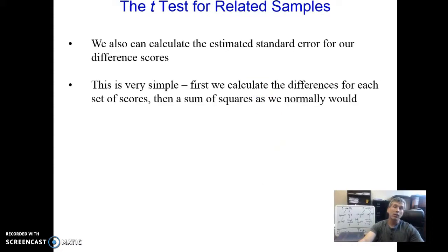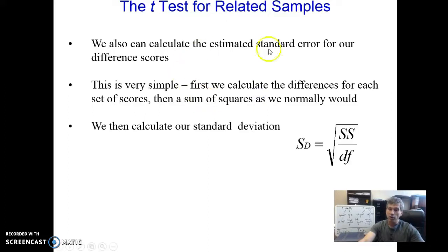So again, we are going to take those difference scores and calculate a variance. We're going to change that into a standard error just as we normally would. Again, the first thing to do is calculate those difference scores, which we'll practice doing in a bit on the next video. Then a sum of squares, just like you normally would. The only difference is that what you're plugging in there are those difference scores. Then you change that sum of squares into a standard deviation by dividing it by the degrees of freedom and taking the square root.